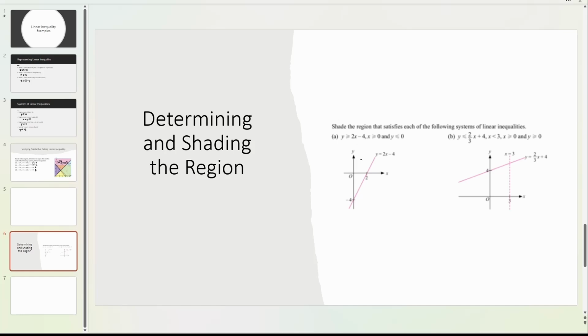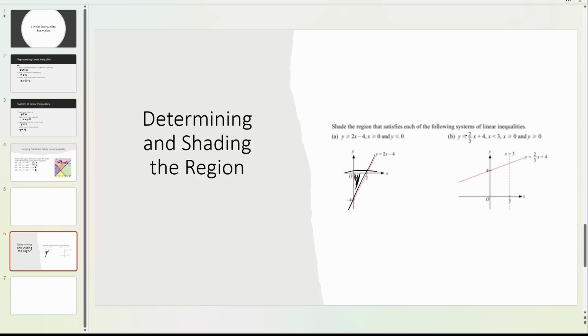So y is less than or equals to 0, meaning it is down here. x is more than or equals to 0, meaning it is around this area, and y is more than or equals to 2x minus 4, and that is the linear line we see right here. When it says it's more than, it means it is above. So this is the region that satisfies this equation. Let's move on to the next question.